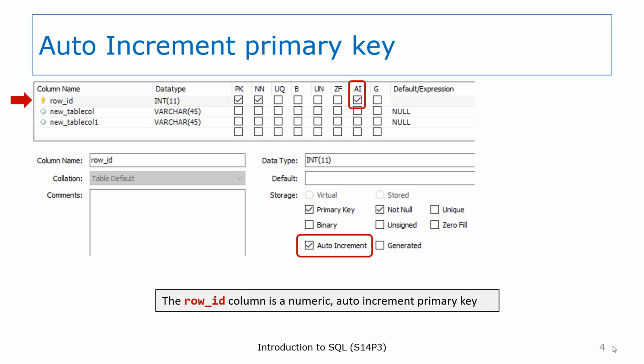In this example, the row ID column is designated as the primary key. It is assigned the auto-increment attribute. In Workbench, check the AI box in the column definition grid. The auto-increment checkbox in the bottom right section of the panel is sometimes disabled. When you check the AI checkbox in the grid, the auto-increment checkbox will also be checked. When rows are inserted into this table, the next number in sequence is assigned to the row ID. The database itself takes care of assigning the unique value for the primary key.